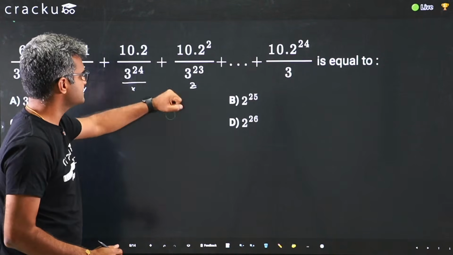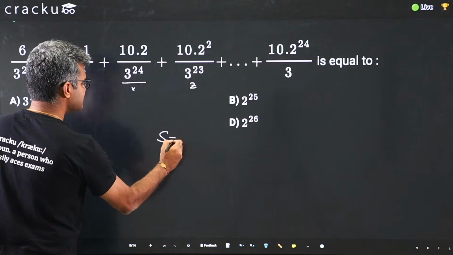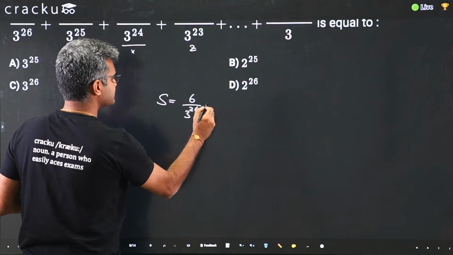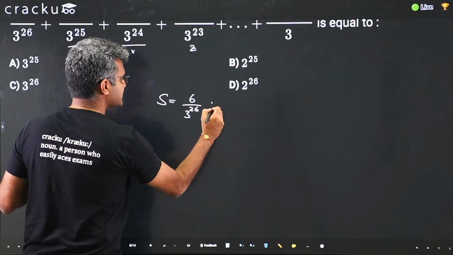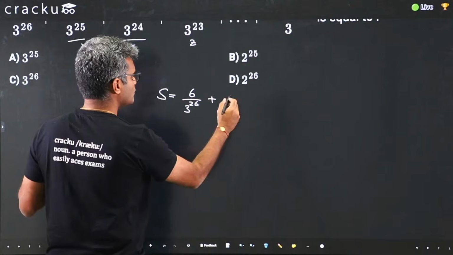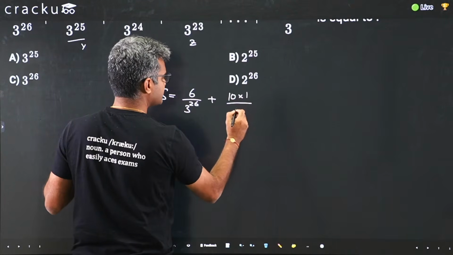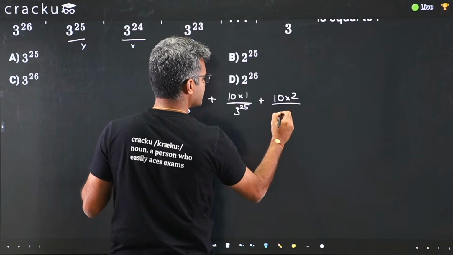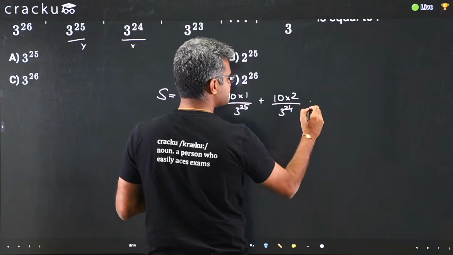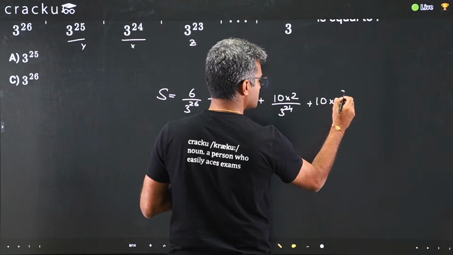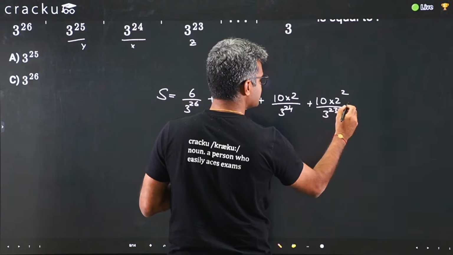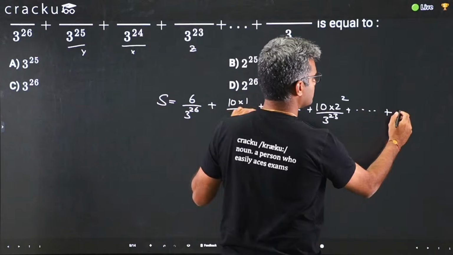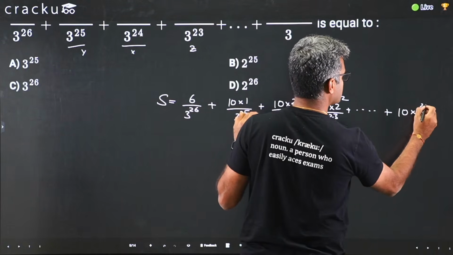Another way to look at it is, if you're assuming that the series is s, the first term is 6 divided by 3 to the power 26. And the second term is 10 into 1 divided by 3 to the power 25. The next term is 10 into 2 divided by 3 to the power 24. The next term is 10 into 2 square divided by 3 to the power 23 and so on. And the last term is 10 into 2 to the power 24 divided by 3.